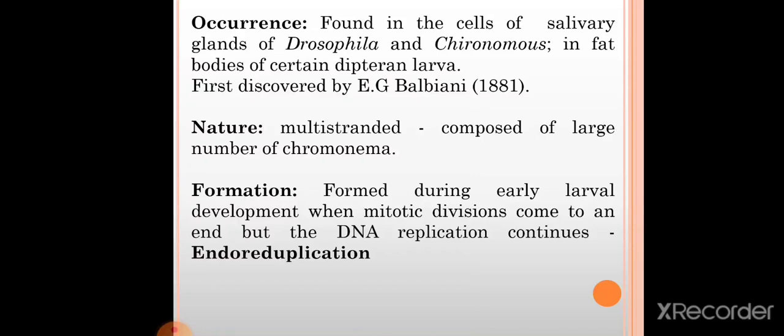Hence these chromosomes are popularly known as polytene chromosomes, and the condition is described as polyteny. And the number of chromonemata fibrils per chromosome may reach up to 2000 in extreme cases, and some workers have also reported as high as 16,000 fibrils observed in certain polytene chromosomes.